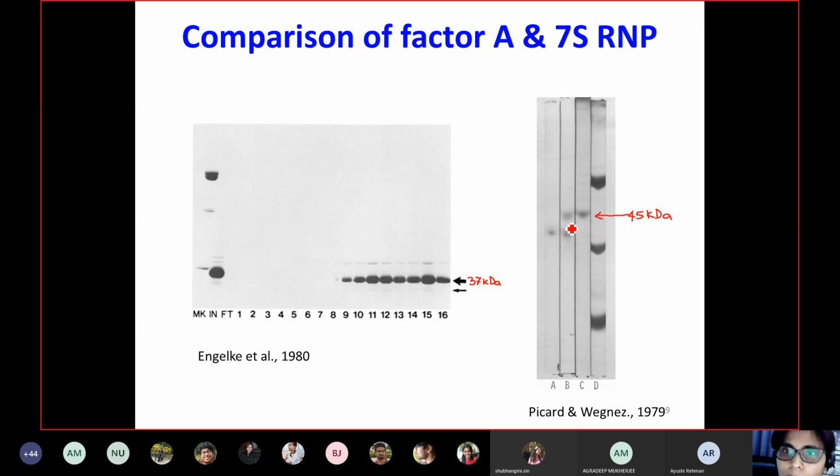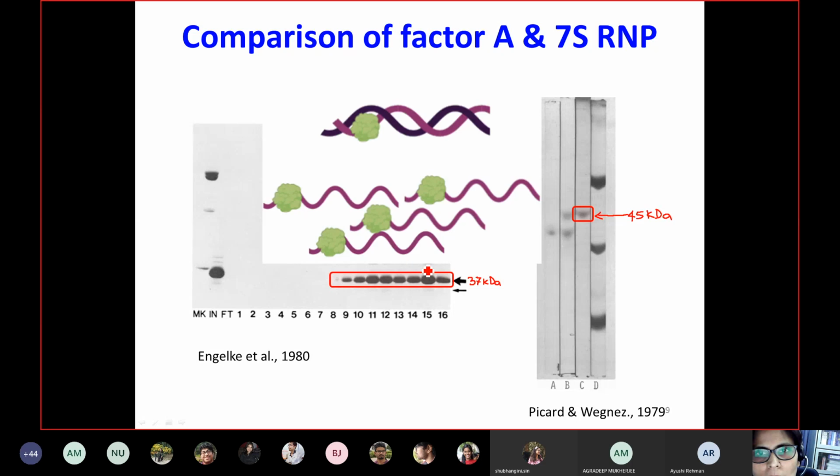Now, what you see here is the gel picture from the Picard and Wenzen paper. This transcription factor, which was bound to the 7S RNP complexes, gave a protein of around 45 kilodalton, whereas this is the purified protein which David Engelke, as we saw in our last lecture, showed to be 37 kilodalton. So they wanted to compare whether these two proteins are similar or not, and they performed several assays.